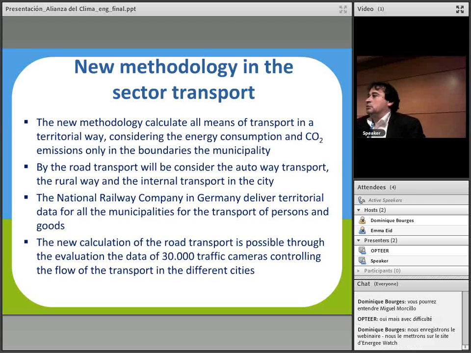On how the new methodology in the transport sector looks like. We are now focused on a territorial methodology. That means we calculate only within the boundaries of the municipality. And for this reason, we thought again about the private and the commercial transport, because as I said, for the public transport it is normally no problem. But the private and the commercial transport is a very big problem. We are making different things.